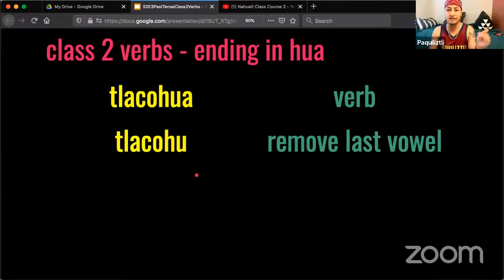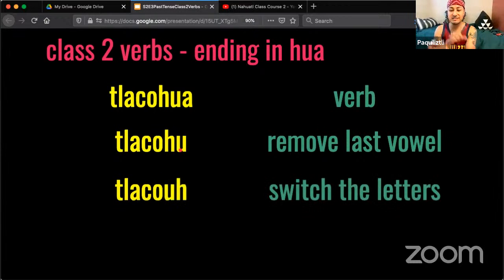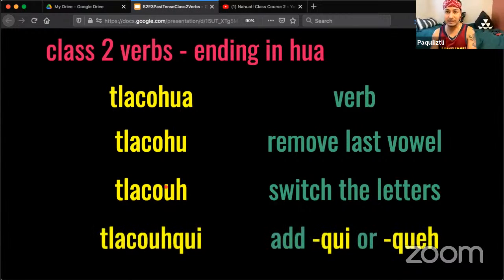So tlacoa becomes tlacou. Of course, it's never tlacou like that. You're going to switch the H and the U. So this A is going to disappear. You're going to be left with HU. You're going to switch the U and the H. So it's going to become tlaco. Okay. And then you're going to add the ki or the ke. So tlacoa is going to become tlacohki.